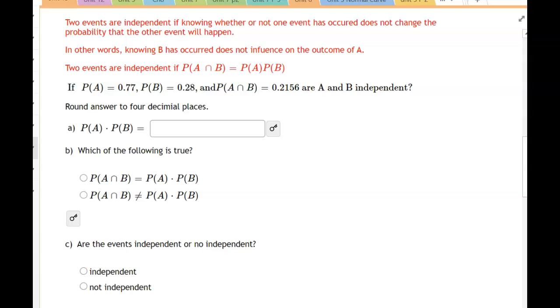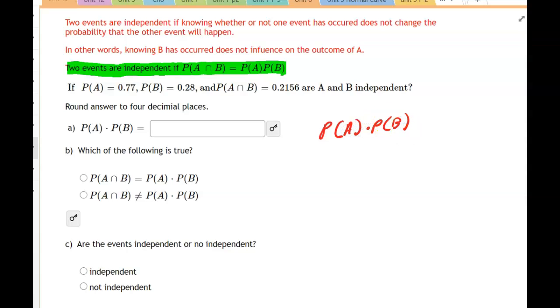A second way to check if two events are independent is to use what we call the multiplication rule, which I'm going to highlight in green. If the probability of A and B is equal to the probability of A times the probability of B, the events are also independent. For this particular problem, for part A, I want to calculate the probability of A times the probability of B. Using the paragraph, I see 0.77 and 0.28. So I'm going to write that down.